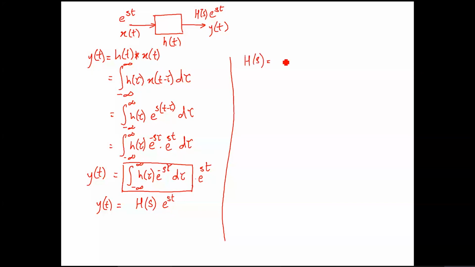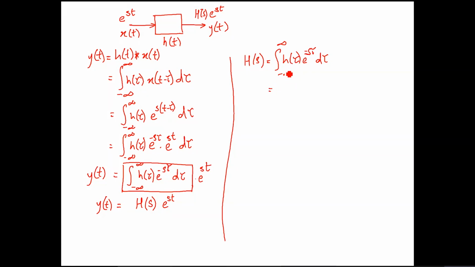This h of s that we get, which we have found out to be the integral of h of tau e raised to the power of minus s tau d tau, is basically the eigenvalue for e raised to the power of st. As I mentioned, e raised to the power of st was the eigenfunction given to us by the scientist named Laplace, and s is a complex number. This h of s is basically the integral of the product of h of t with e raised to the power of st.